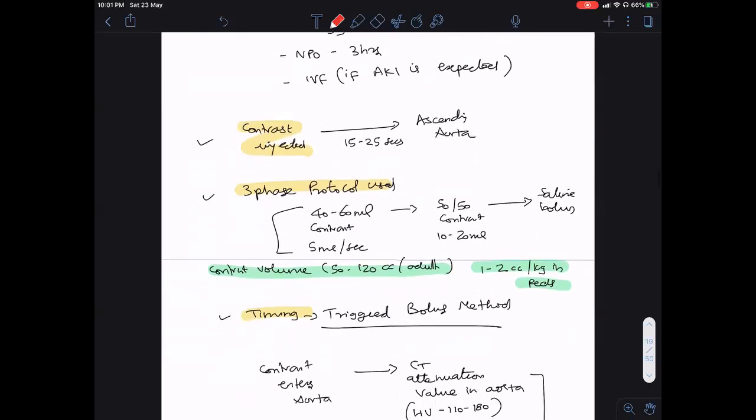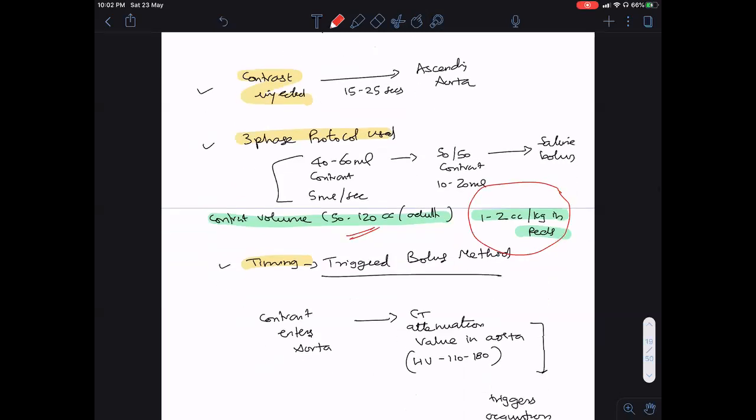So what we normally do here is a three-phase protocol, in which in the first phase, 40 to 60 ml of contrast is given at 5 ml per second. We wait for some time. Then a second bolus, a 50-50 contrast mixture, about 10 to 20 ml in this case, is given. And after some time, we follow it up with a saline bolus. So this is the three-phase protocol. The total contrast volume is about 50 to 120 ml in adults. In pediatrics, when we do a structural CT, it's about 1 to 2 cc per kilogram.